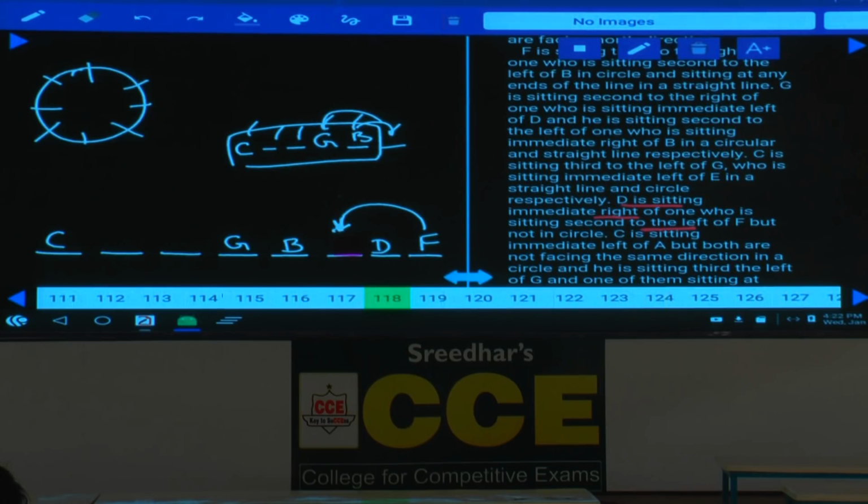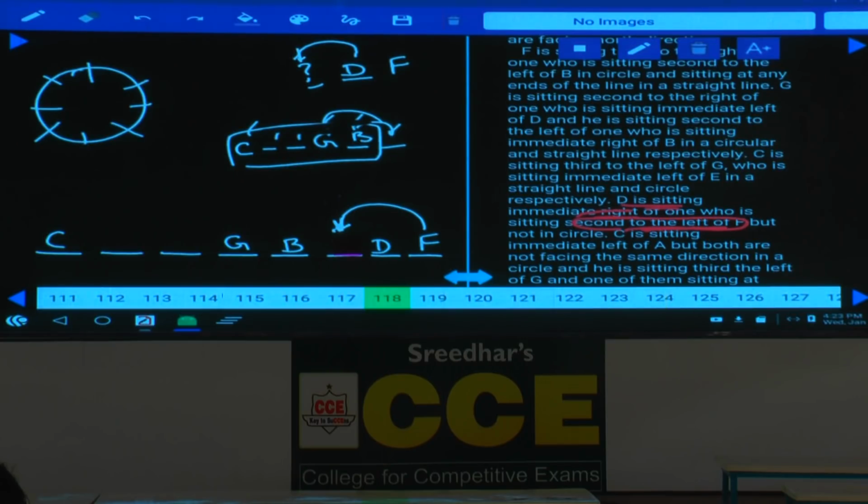Now D is seated to the immediate right of, again we are talking about whom? D is sitting to the immediate right of the one who is seated second to the left of F. Now we are discussing this one, the person who is seated second to the left of F. Second to the left of F is this person. Now D is seated to the immediate right of this one. Immediate right of this person means D is here. Hence D and F are adjacent to each other.